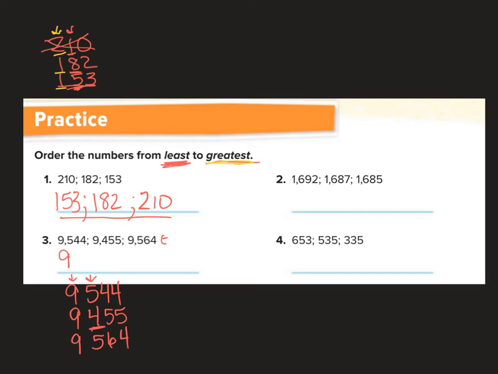So that's going to come first, 9,455. Then we have to go to the tens. This one has 4 tens and 6 tens. I'm going to cross out the one that I already wrote down. So we know that 4 tens are less, and that's what we're looking for here. So 9,544. Lastly, 9,564. Least to greatest. Yes.